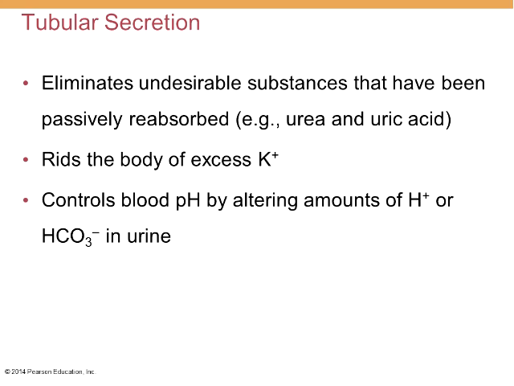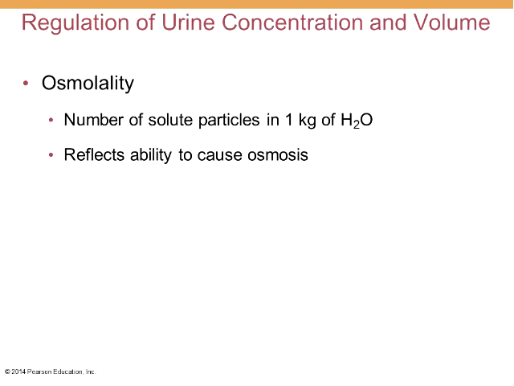Now, secretion, which is the movement of substances from the blood into the urine at the end, eliminates undesirable substances that have been passively reabsorbed, like urea and uric acid. It rids the body of excess potassium and fine-tunes potassium. It controls blood pH by altering the amount of hydrogen and bicarbonate that's pushed into the urine. Remember, hydrogen and bicarbonate are what the kidneys use to help manage metabolic acidosis.